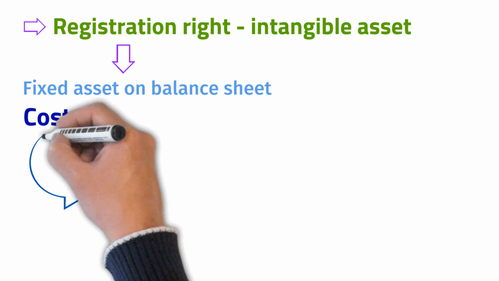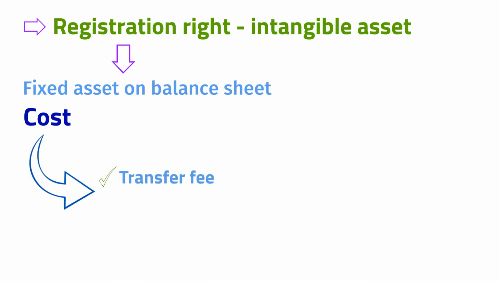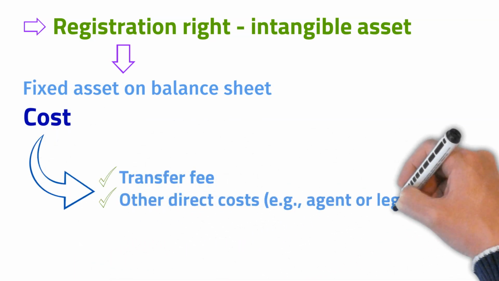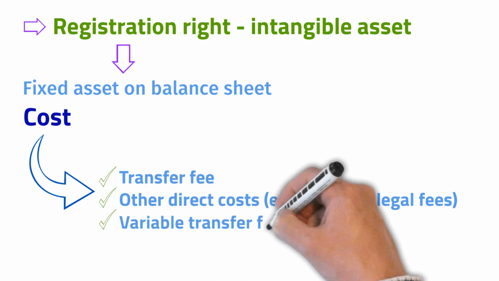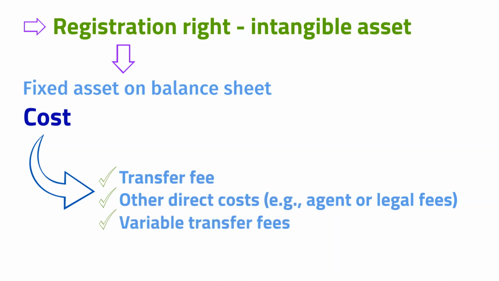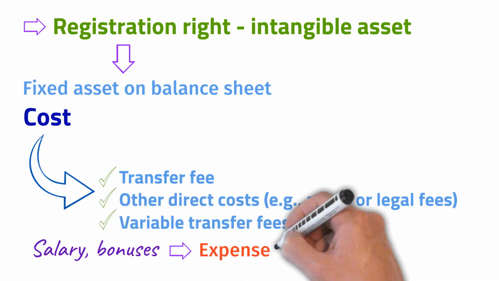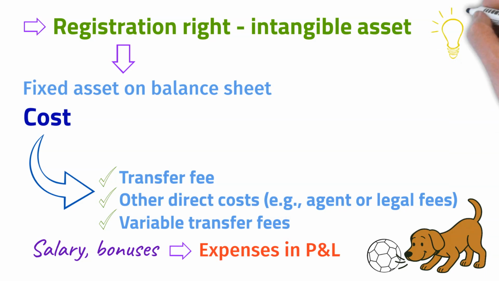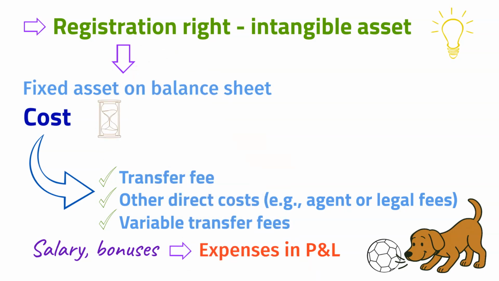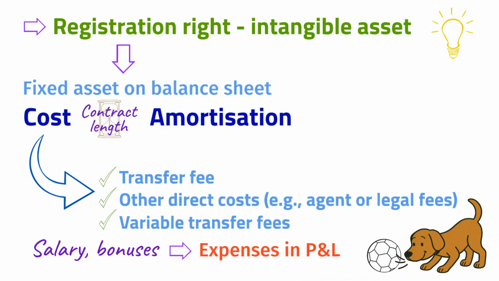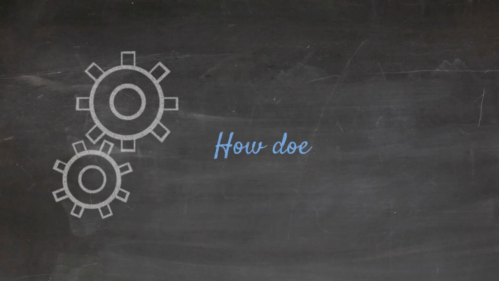Cost usually includes the transfer fee paid to the selling club, directly attributable costs to get the asset ready, for example agent or legal fees linked to the transfer, and any variable transfer amounts that become payable when conditions are met. Day-to-day wages and bonuses for performance are expenses in the income statement and they are not part of the asset cost. After recognition of the rights as an asset, clubs expense it over the contract length. Most use straight-line amortization. Let's have a quick look at an example.